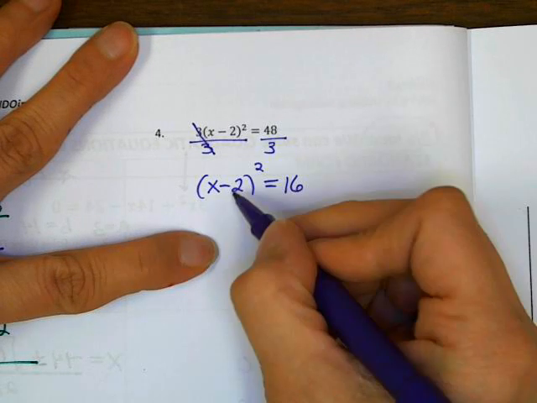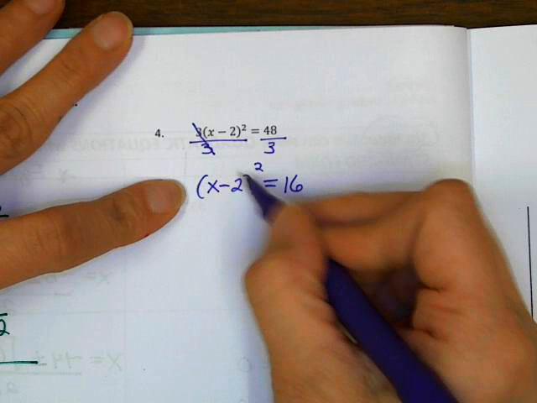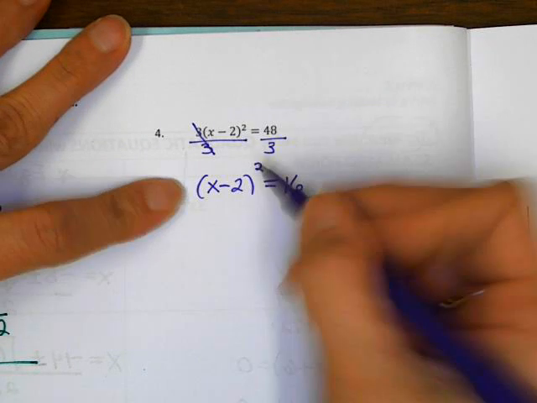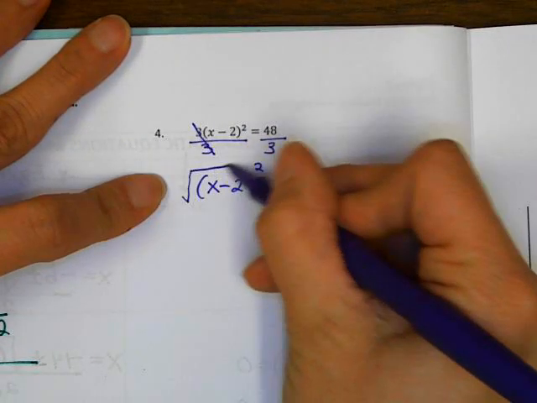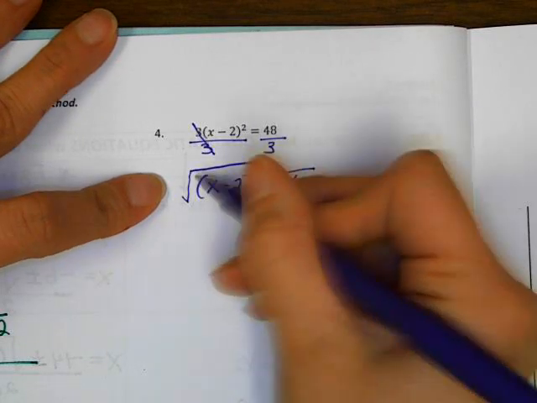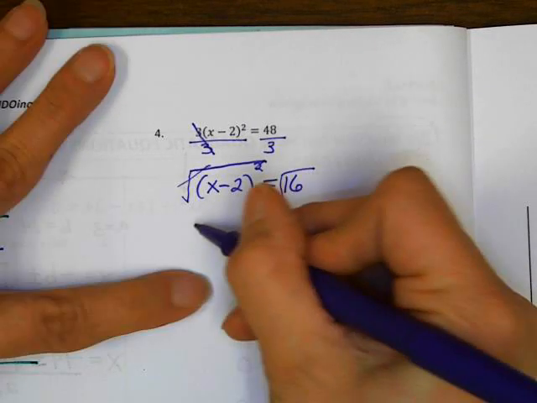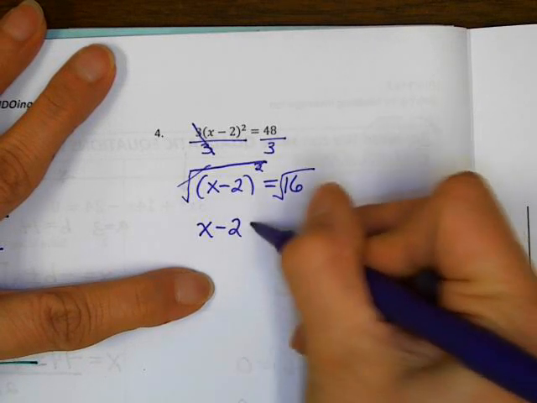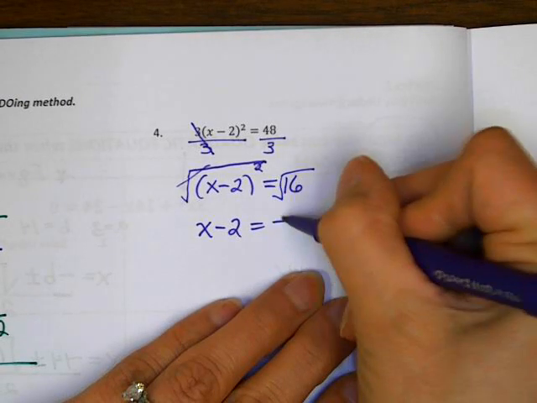Okay, now I can't add 2 because this is a quantity that's being squared. So now it's time to square root. The opposite of squaring is square rooting, because we're going to undo that, and then we just have this quantity. But over here, don't forget plus and minus.